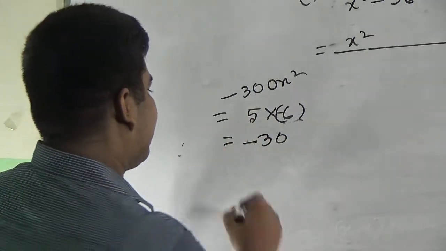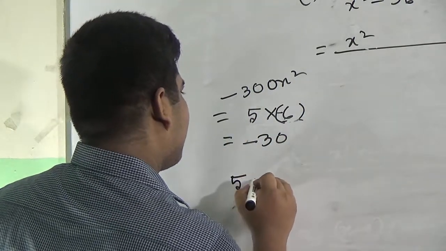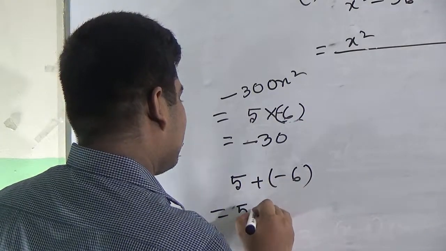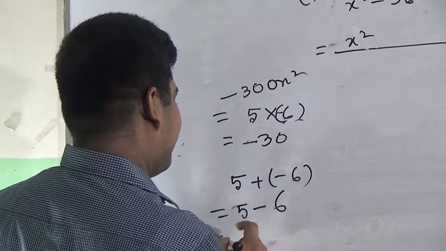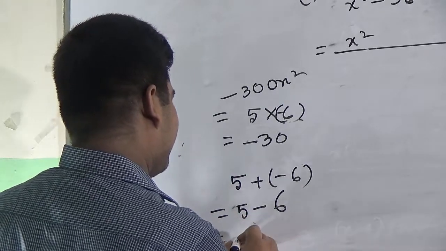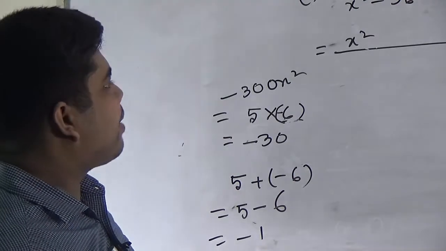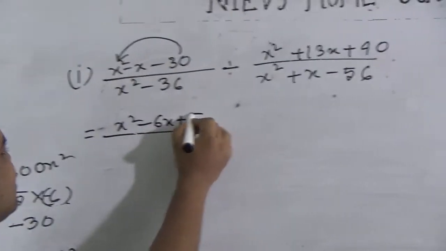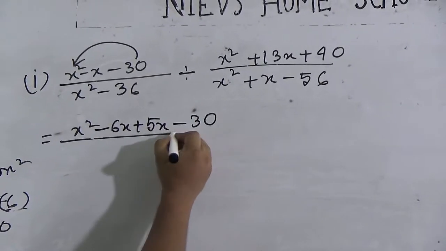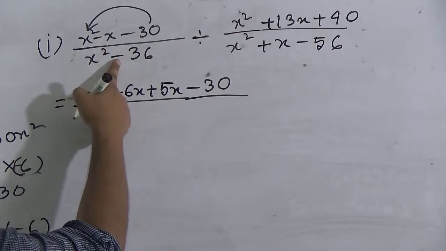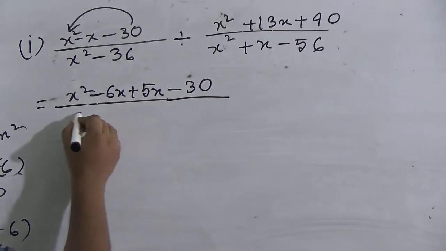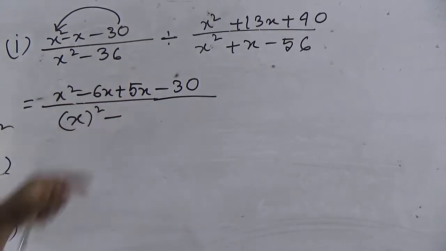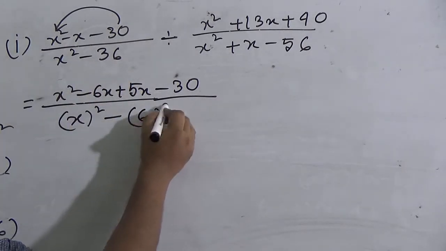Again, if we add 5 plus minus 6, then we get minus. If we subtract 5 from 6, then we get minus 1. Okay, minus 1. So we write here minus 6x plus 5x minus 30. Student, notice x square minus 36. So we write here x whole square minus 6, as 6 is the square root of 36. So we can write this as 6 whole square.